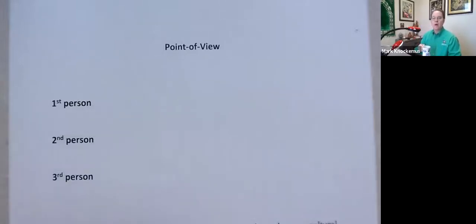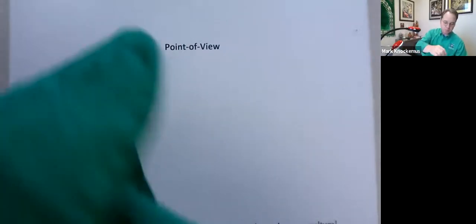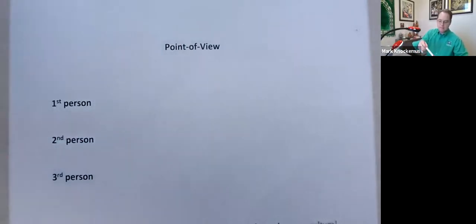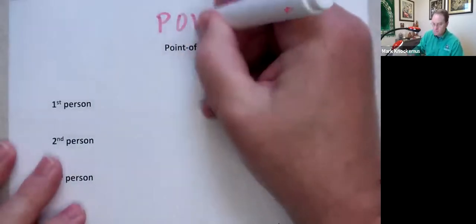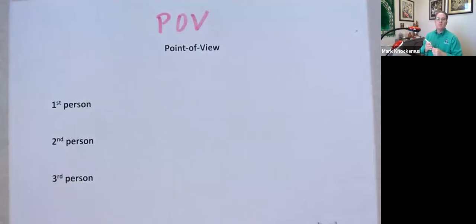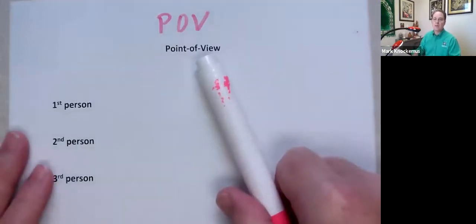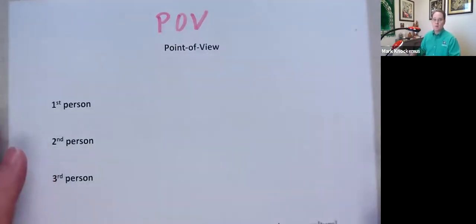Let's talk about point of view. The editing symbol for point of view is POV. Anytime you see POV on one of your papers that I've gone through and marked, that means that you've made an error in point of view.